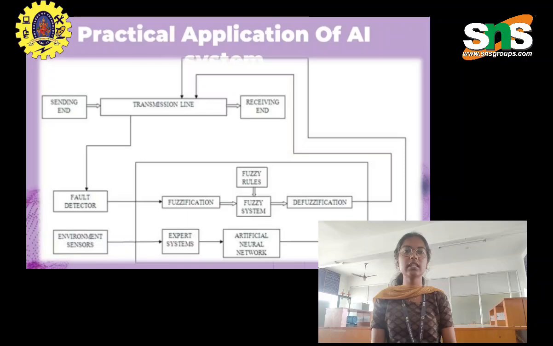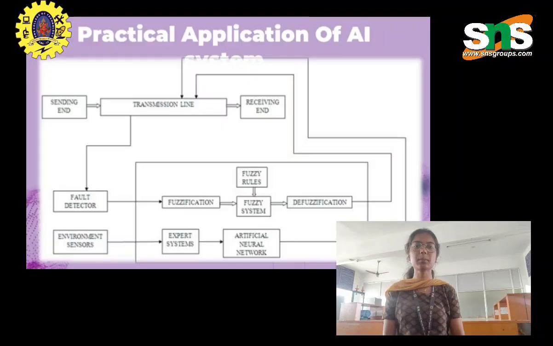The next one is integration with AI. The data from the environmental sensor feeds into an AI component, likely the expert system or directly into the artificial neural network, to provide the context for fault detection and adaptation.